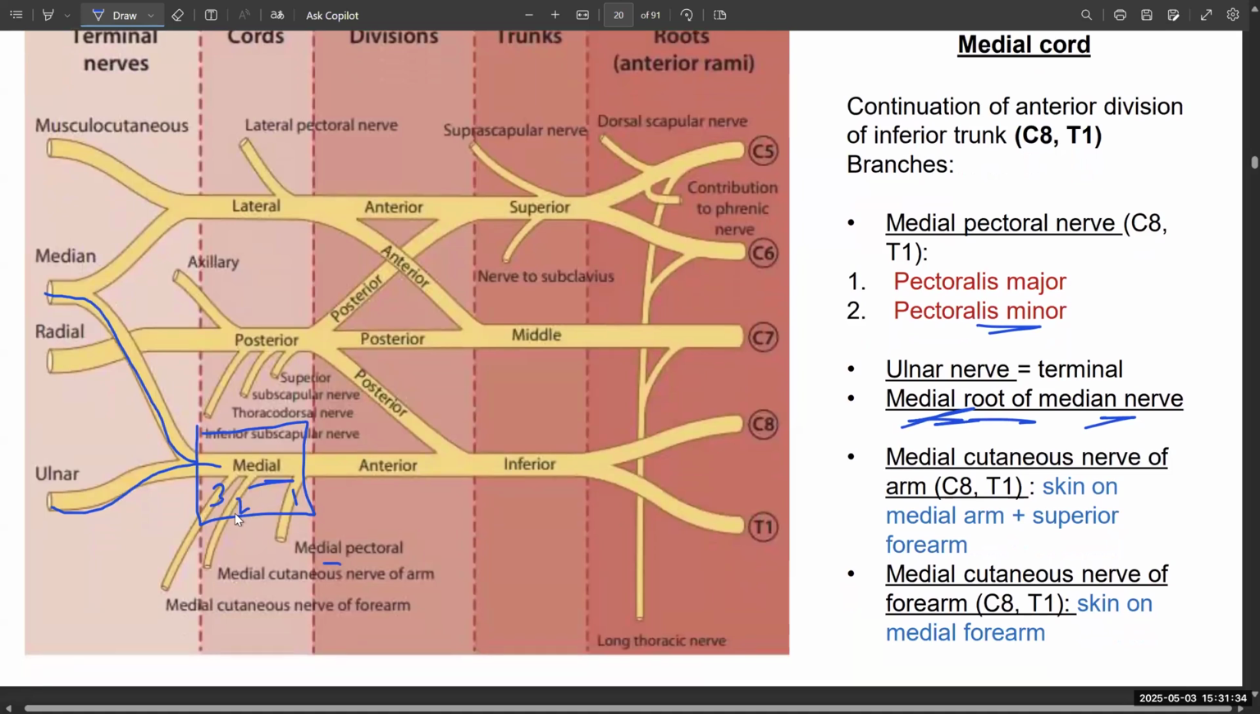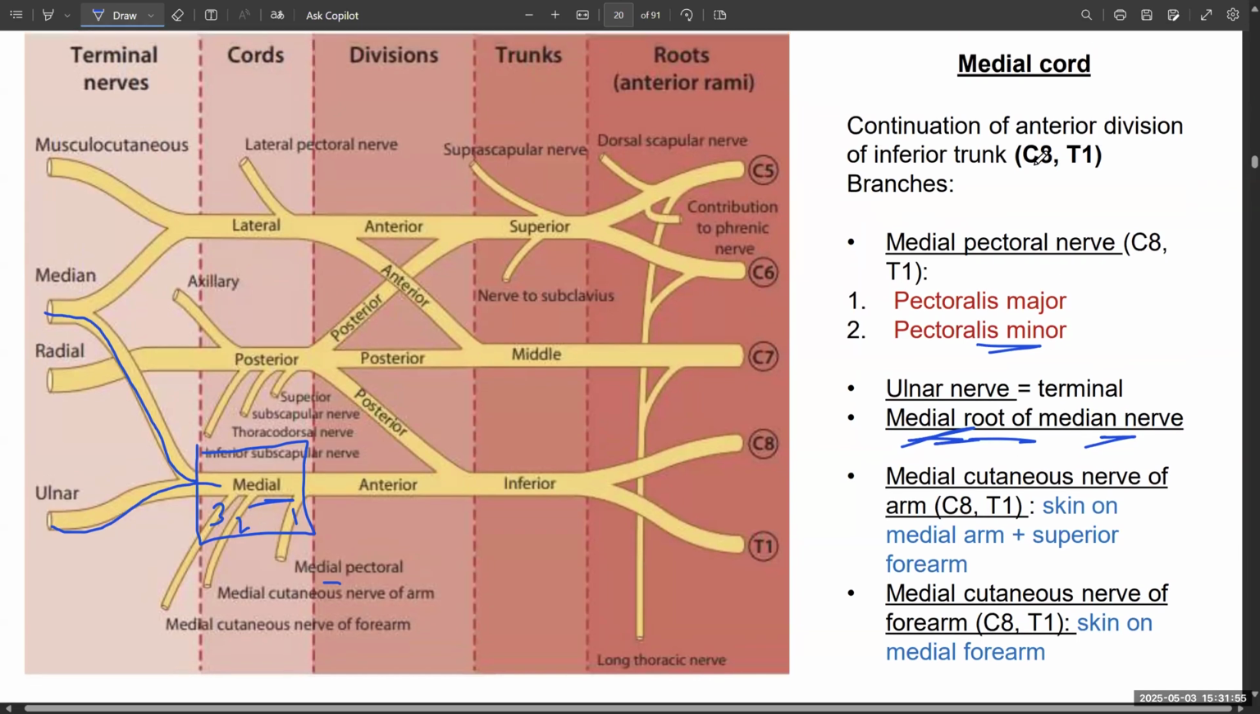We have the medial cutaneous nerve of the arm and the medial cutaneous nerve of the forearm. Medial means medial cord, cutaneous means skin, and arm. So it's going to supply the skin of the arm medially. And the medial cutaneous nerve of the forearm is going to supply the skin on the medial forearm. Now notice all the numbers here are C8 and T1, because the medial cord comes from the anterior division of the inferior trunk, which is basically C8 and T1. I hope that is clear.